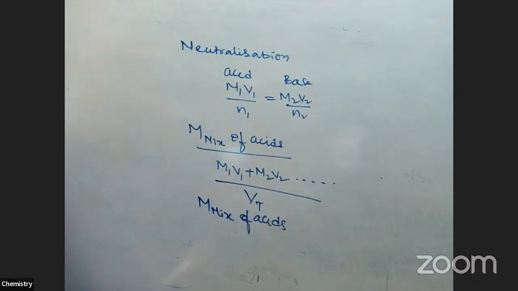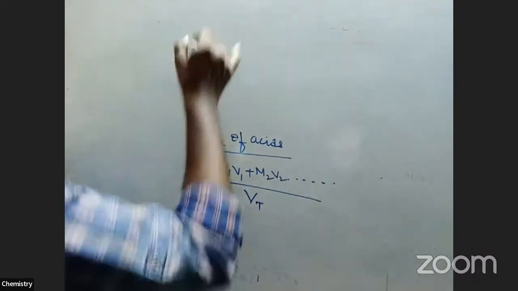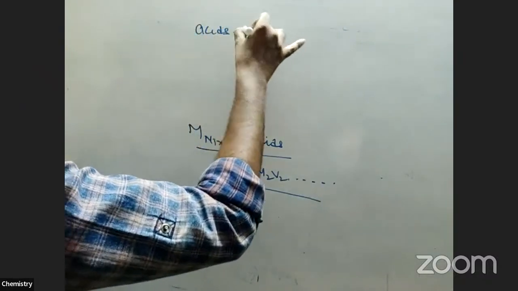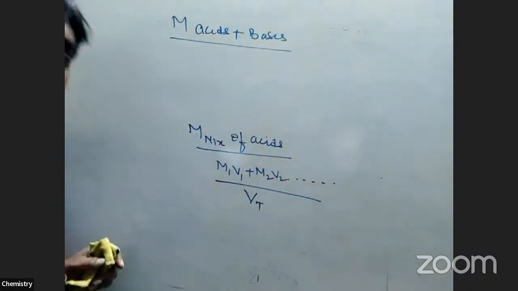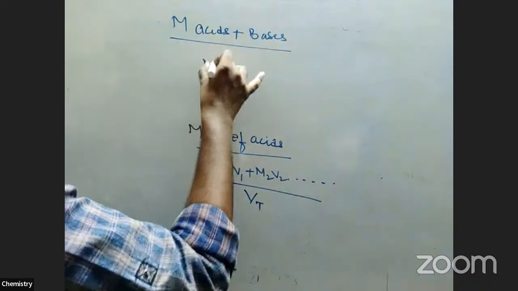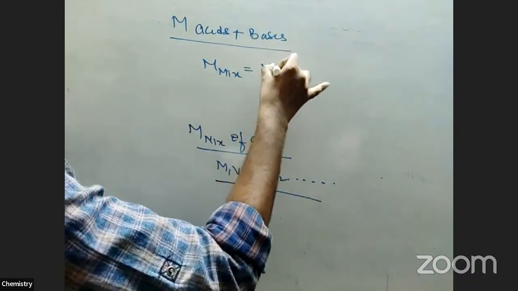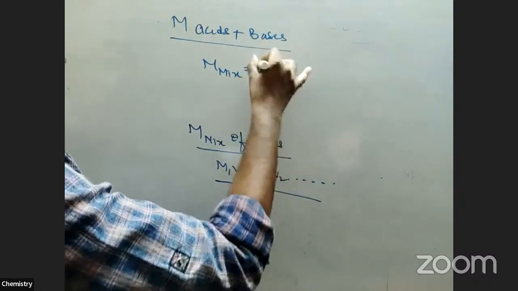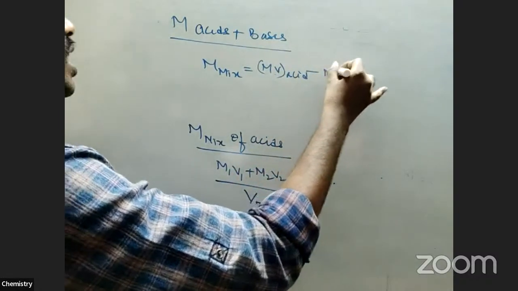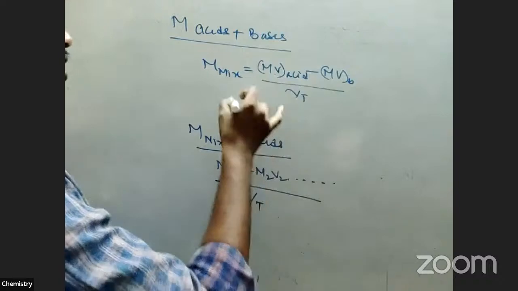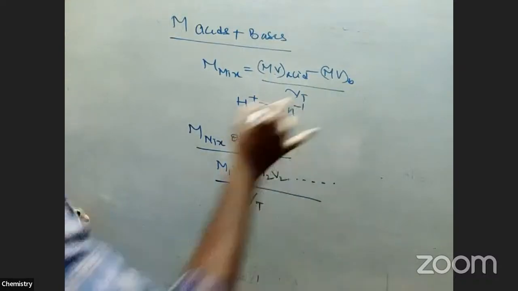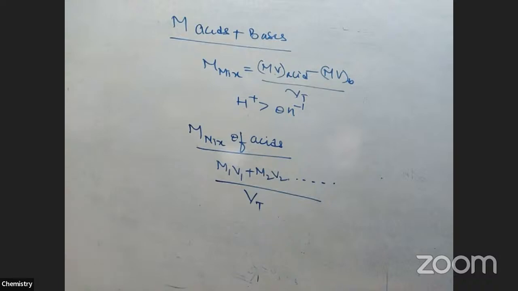Next, molarity of a mixture of acids and bases. When acids and bases are present in a mixture, which formula is used? If the concentration of acid is more, then molarity of the mixture is equal to molarity and volume of acid minus molarity and volume of base, by total volume. When H plus ions are greater than OH minus ions, we use this formula.